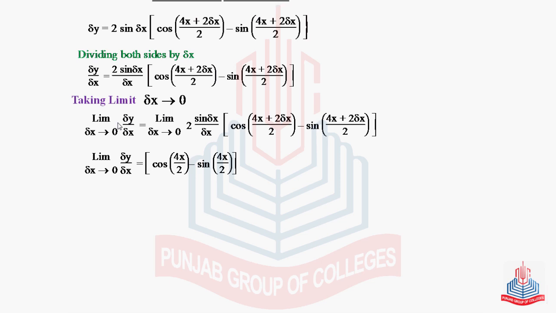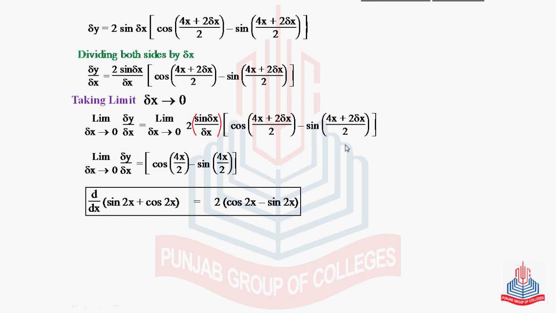So this will become dy by dx, and when we apply limit on this portion, this whole thing will become 1. We have only 2, and cos this delta x will become 0, cos 4x by 2 like this, and this delta x will be 0, so we have 4x divided by 2. So we have this 2 will be here. So the final result of differentiation of sine 2x plus cos 2x will become 2 cos 2x minus sine 2x.